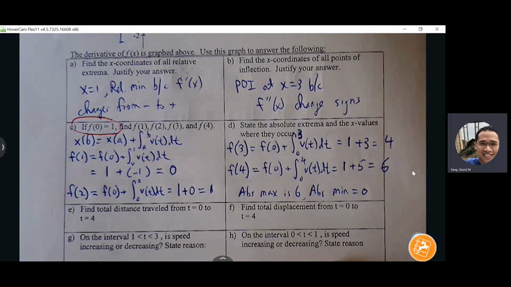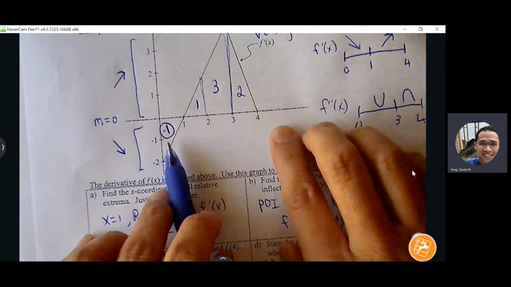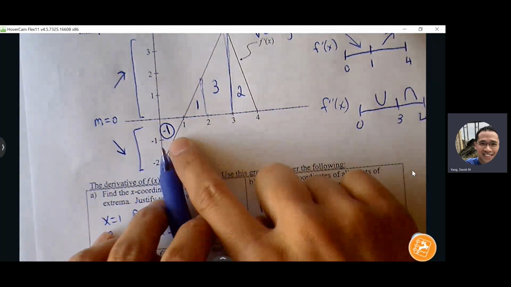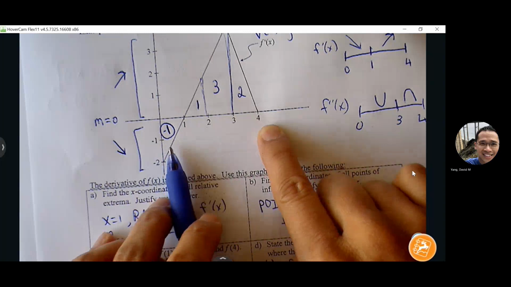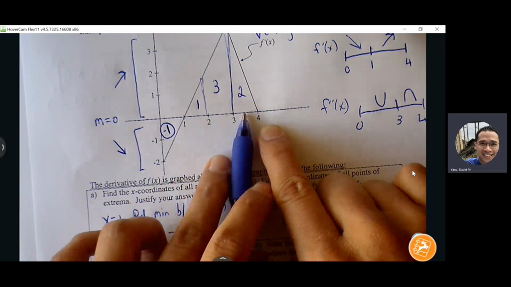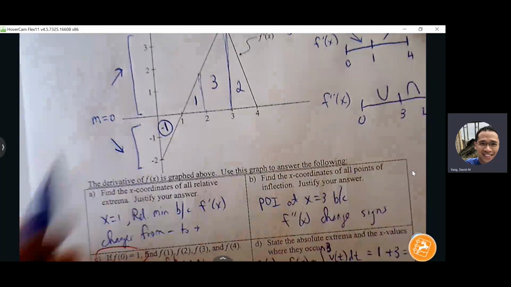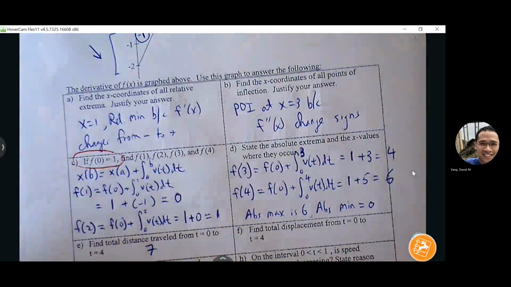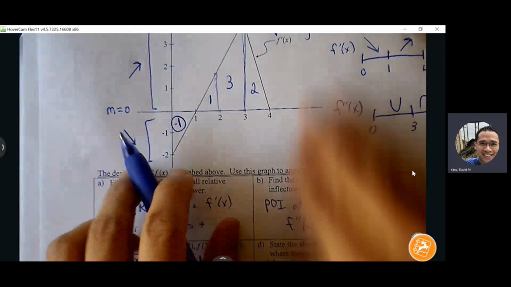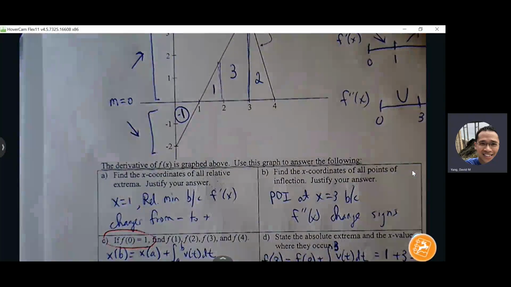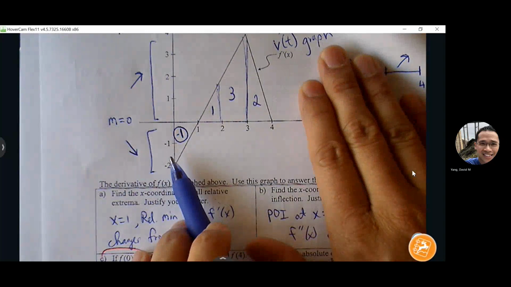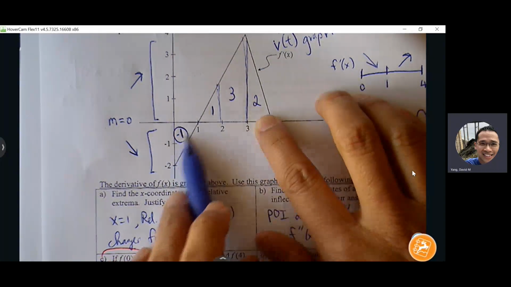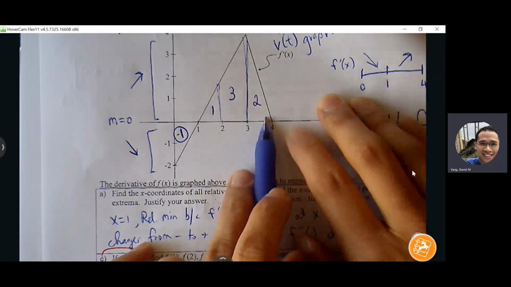Okay, part E, find the total distance traveled from 0 to 4. Imagine you're just taking steps, regardless of whether you're moving forwards and backwards. What's the total distance? Yeah, everything is counted as positive. So 1, 2, plus 5 is 7. The total displacement, however, is the net gain. So here we keep track of the negative and positive. What's the total displacement? Just 5, right? Negative 1 plus 1, that goes to 0. 0 plus 5 is 5.